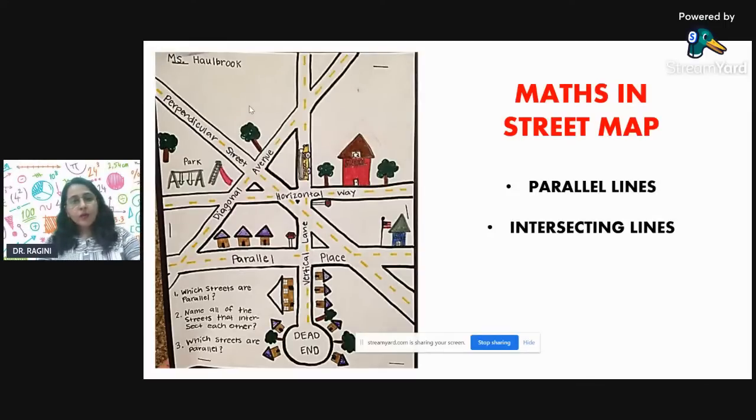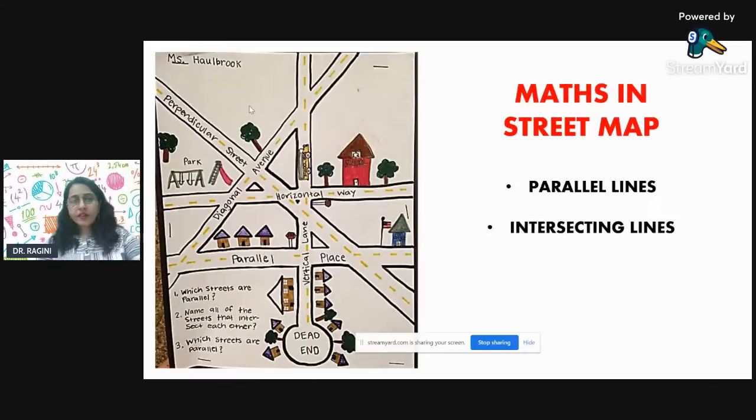And how the teachers could connect it to maths is, how many parallel lines could you see here? The places where it is written in a horizontal way and parallel, those are the parallel lines. If a line is intersecting, how many intersecting lines are there? Which streets are parallel? There must be some names of the streets which they are making. So a lot of language development could also be built in while you are in a maths class.